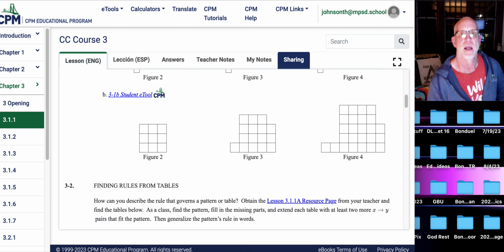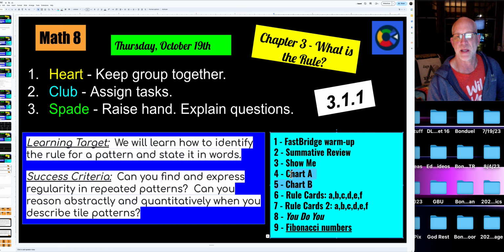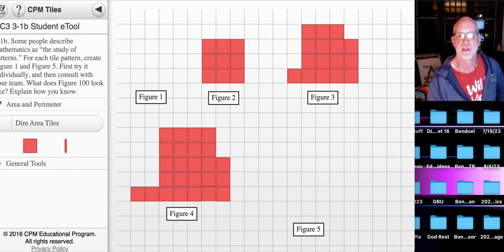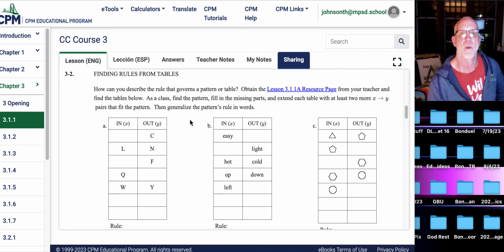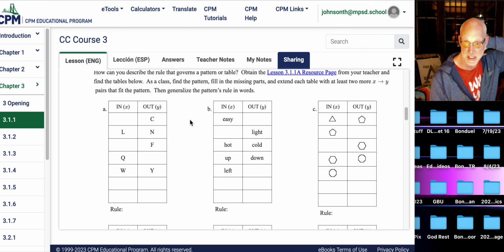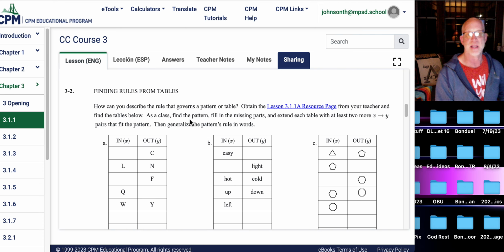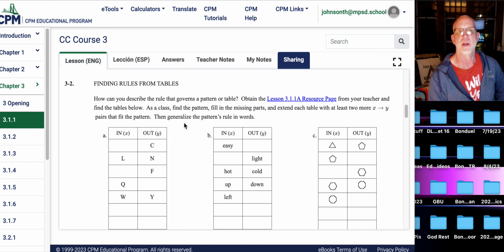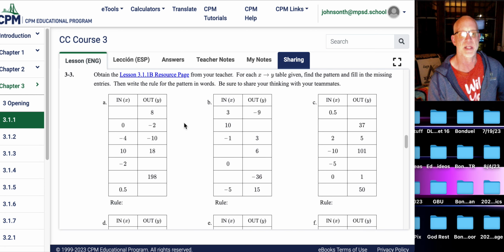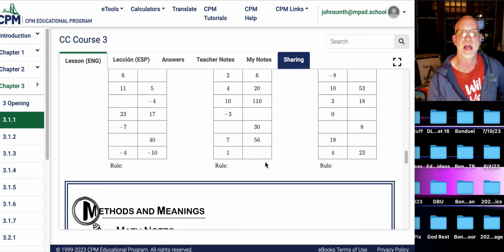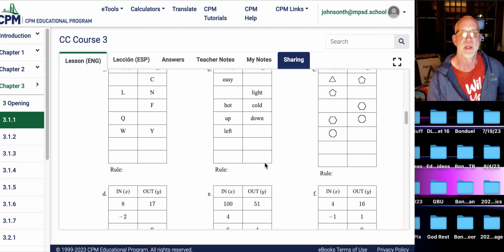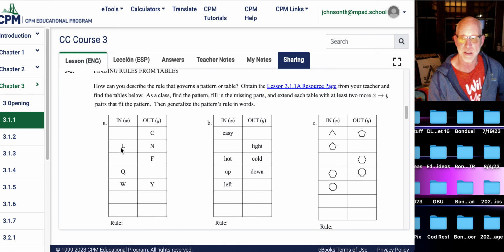After we do those two, then we can get into rule cards. The rule cards look like this. I give these out one at a time. I give out red ones, A, B, C, D, E, F. And if you pass the A, B, C's and the D, E, F's, then you can go to the yellow ones that I'm going to pass out, A, B, C's, D, E, F. What we're looking for is rules. So if the in is L, the out is N, the in is W, the out is Y. What's happening? And then how do you figure out the rest of these slots?